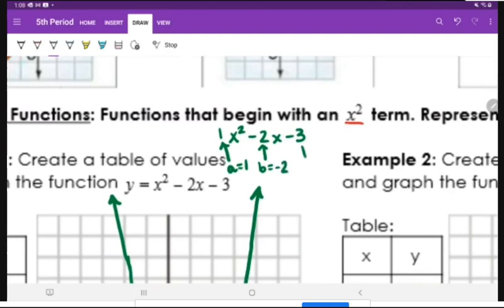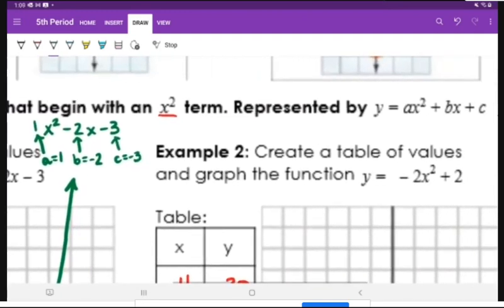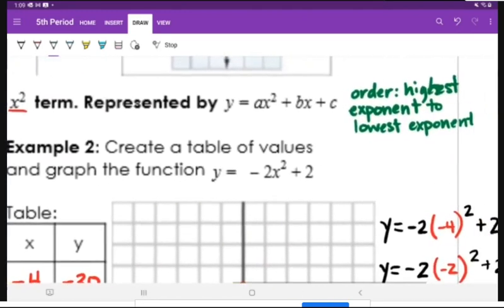And then finally, C is the number that's just sort of added or subtracted onto the end. So what's our C? You got it. Sign again is important here. So for our very first example, our A, our B, and our C are 1, -2, and -3. We're going to do the same thing in example 2, but example 2 is a little bit tricky. So pay close attention here. In example 2, we have -2x squared plus 2.